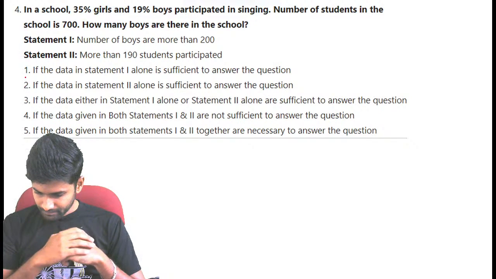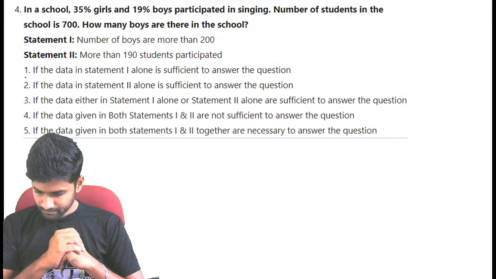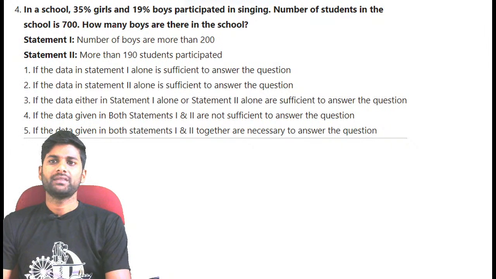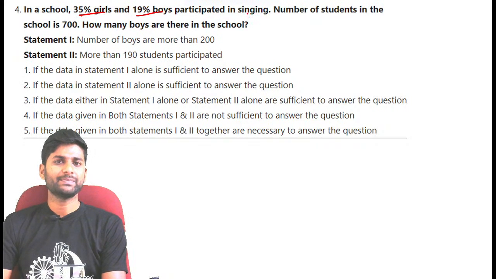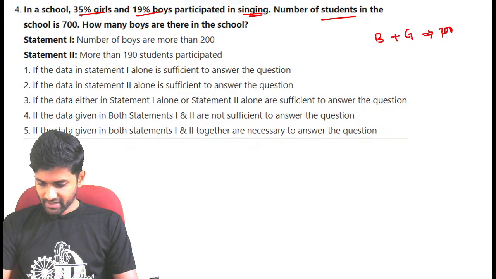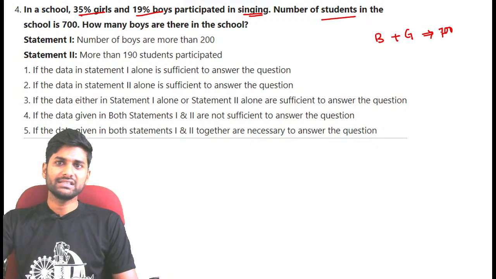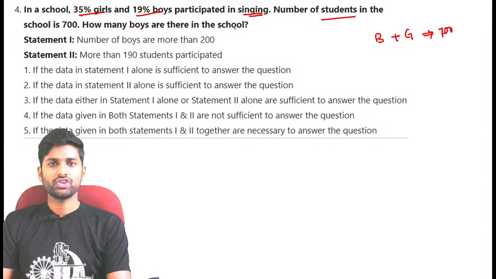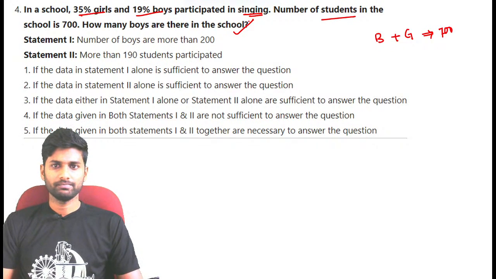Next one. In a school, 35% of girls and 19% of boys participated in singing. The number of students in the school, boys plus girls, is exactly 700. Now here is the question: how many boys are there in the school?